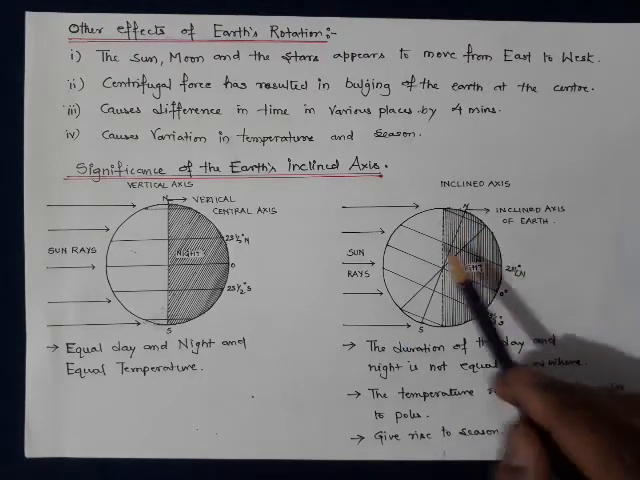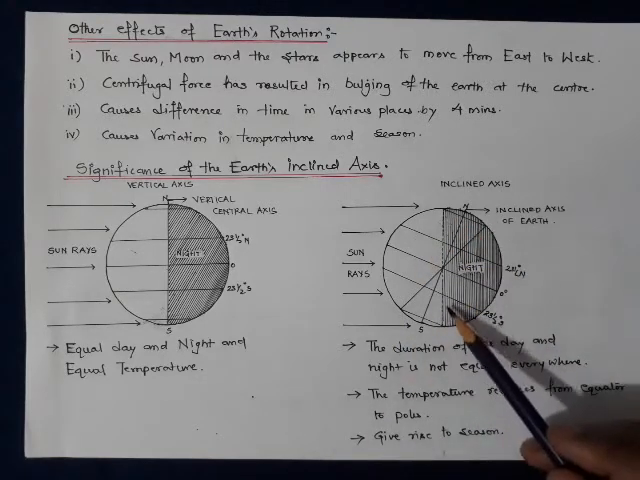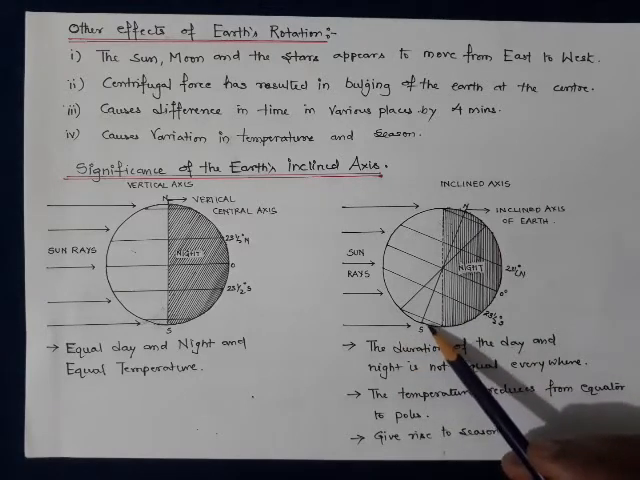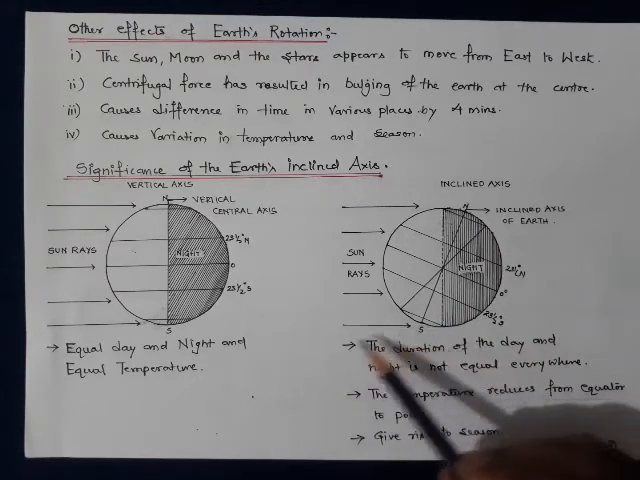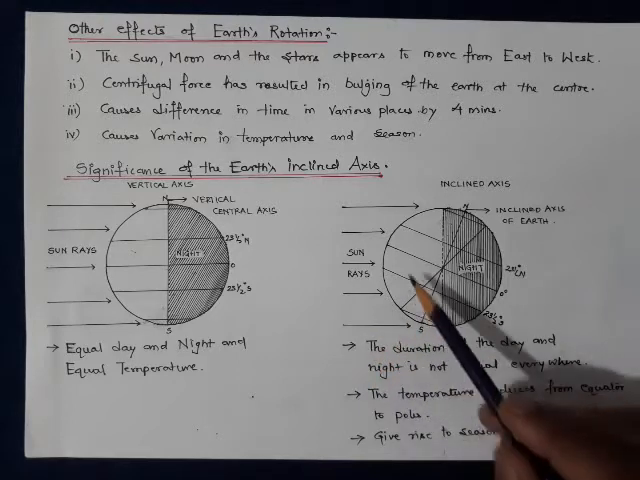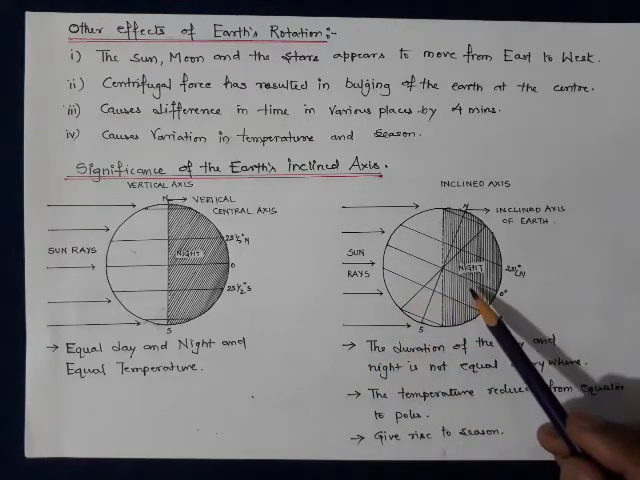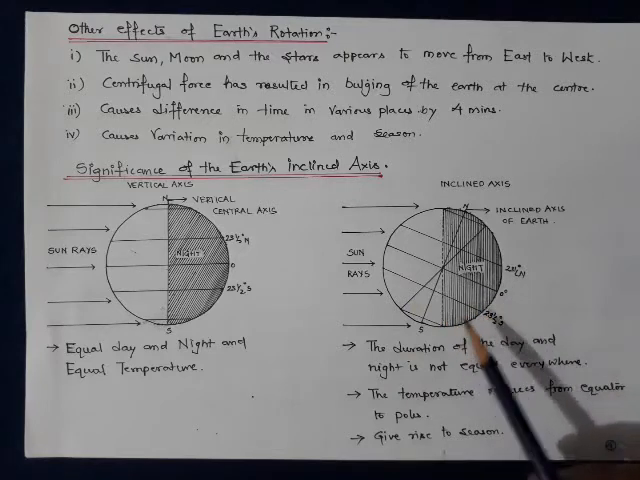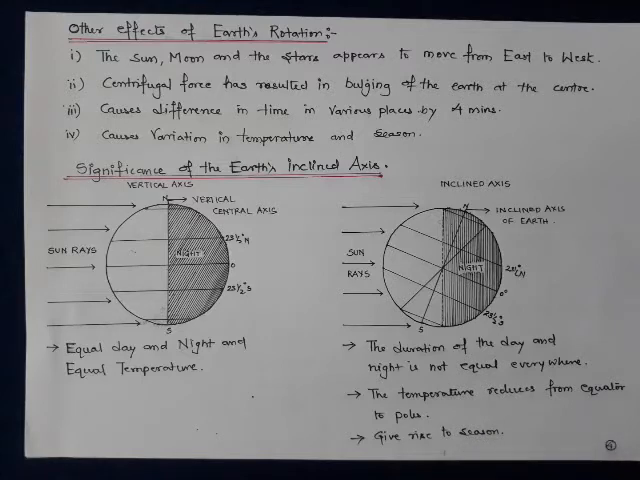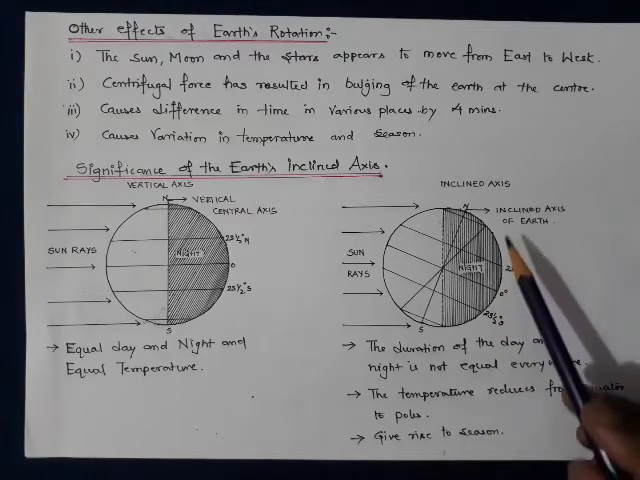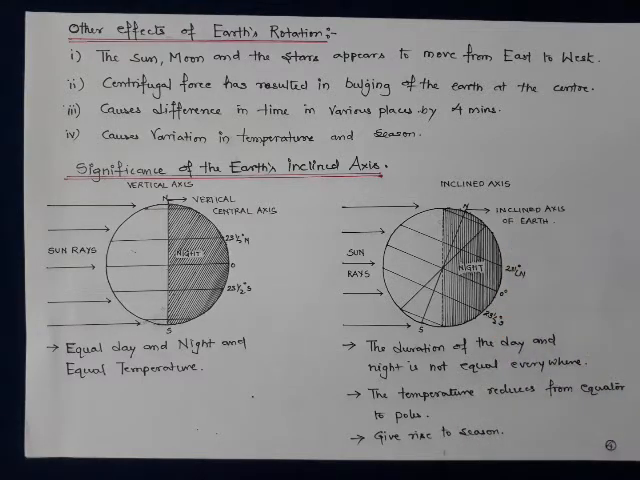The nights are longer than the day. But in the southern hemisphere, where the south pole is towards the sun, the days are long and the nights are short. So that's the reason why there is difference in the temperature. There is also difference in the climate and climatic conditions. This is all because of the inclined axis of the earth.